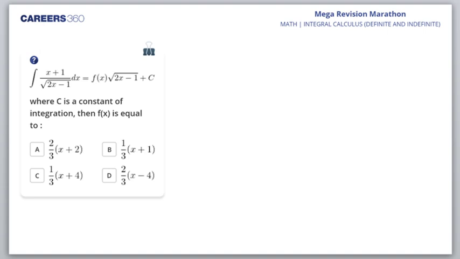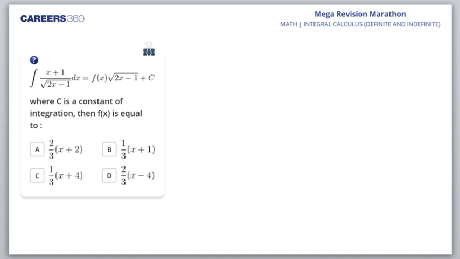So, what is it? It's an indefinite integral question. It says integral of (x plus 1) upon under root 2x minus 1 dx is equal to f(x) under root 2x minus 1 plus c. So, f(x) is equal to. So, students, go ahead with the question.